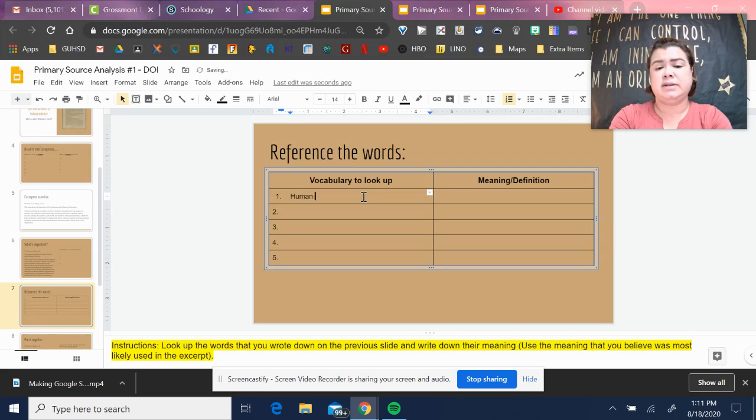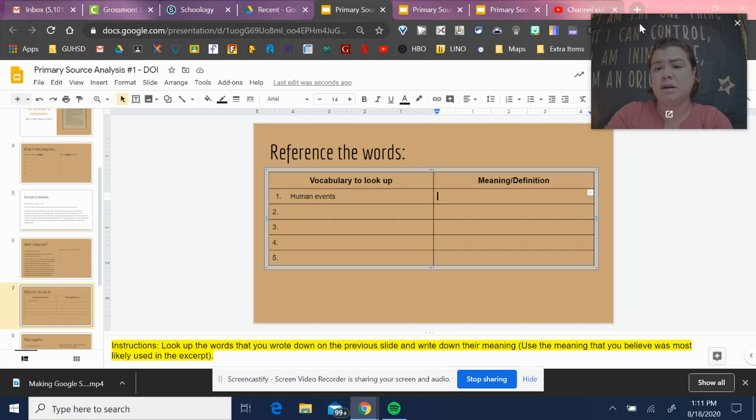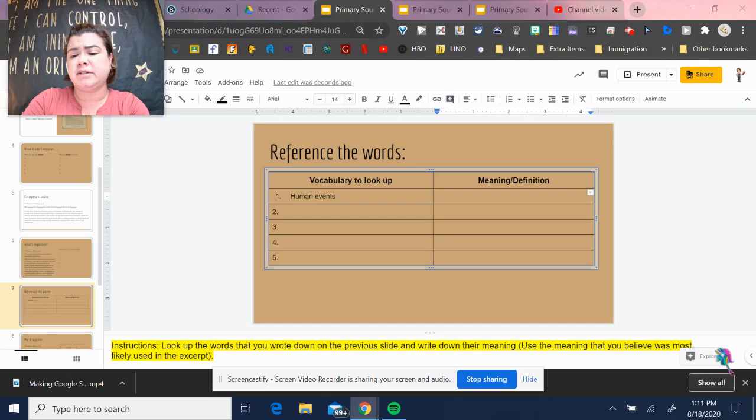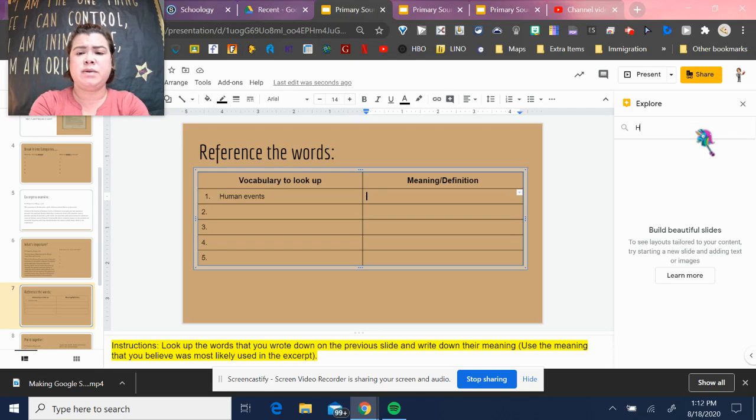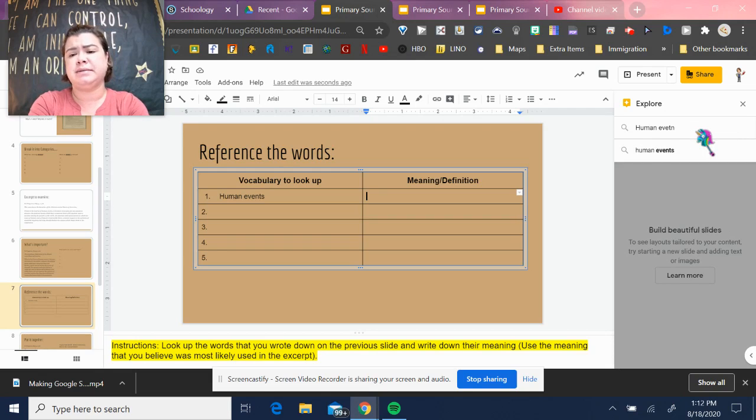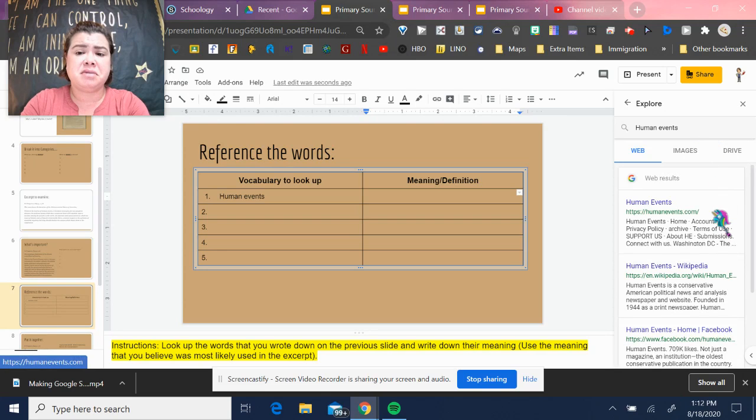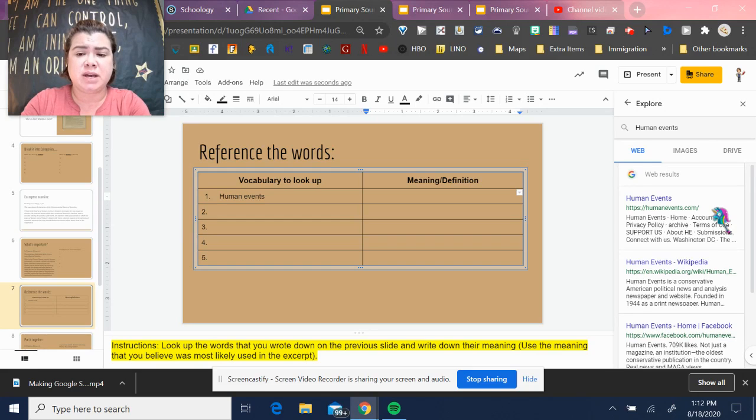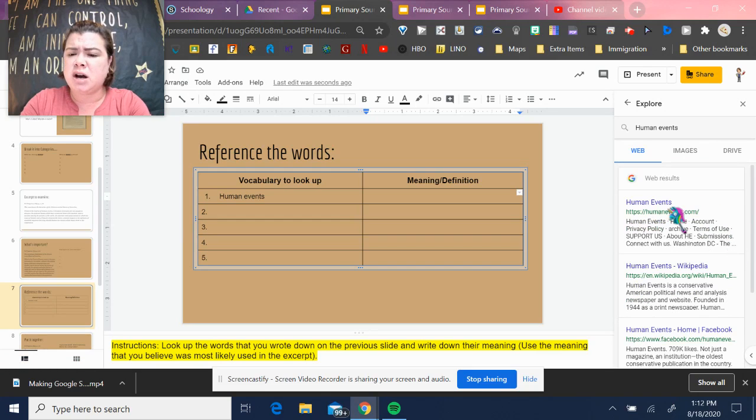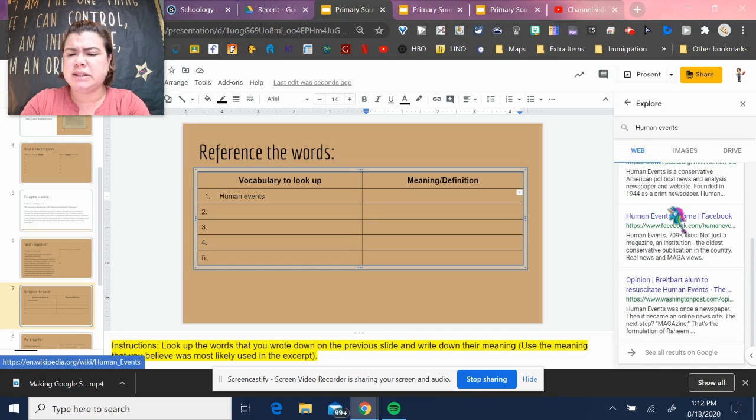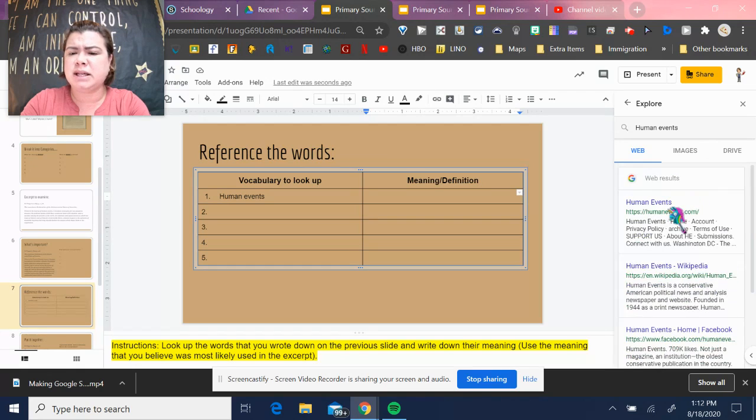So let's say human events. Okay, so that's one of the words that I didn't understand. And maybe I'm going to move this right here. Maybe I'm just going to click on this little explore button down here. Okay, and that's going to pop up in the window, and I'm going to look up human events. Okay, now it may not come up with an exact description of what it is, but maybe I'll look up here. Humanevents.com, that doesn't really look like something that it would be written about. Let's see here.